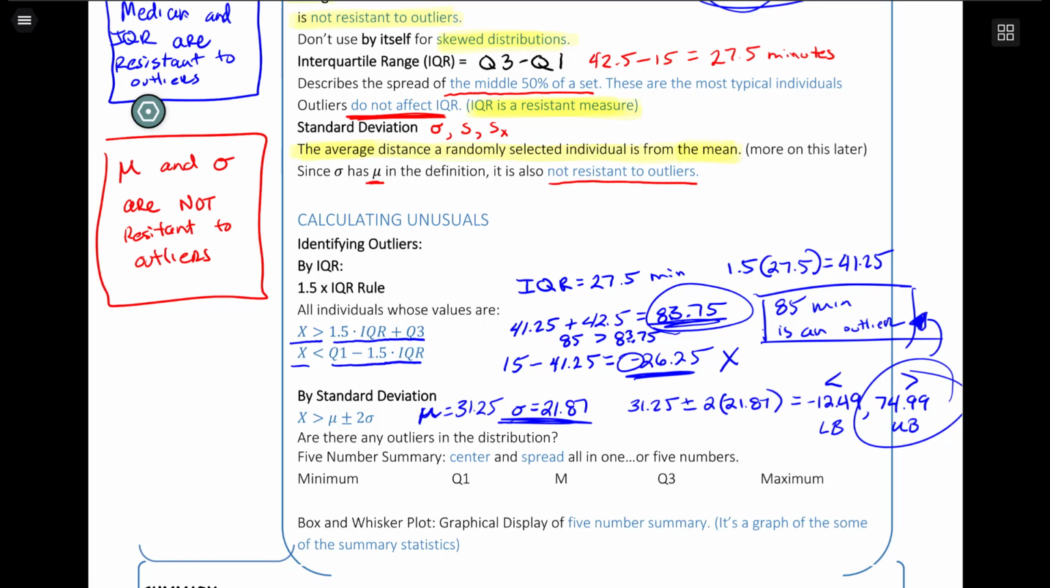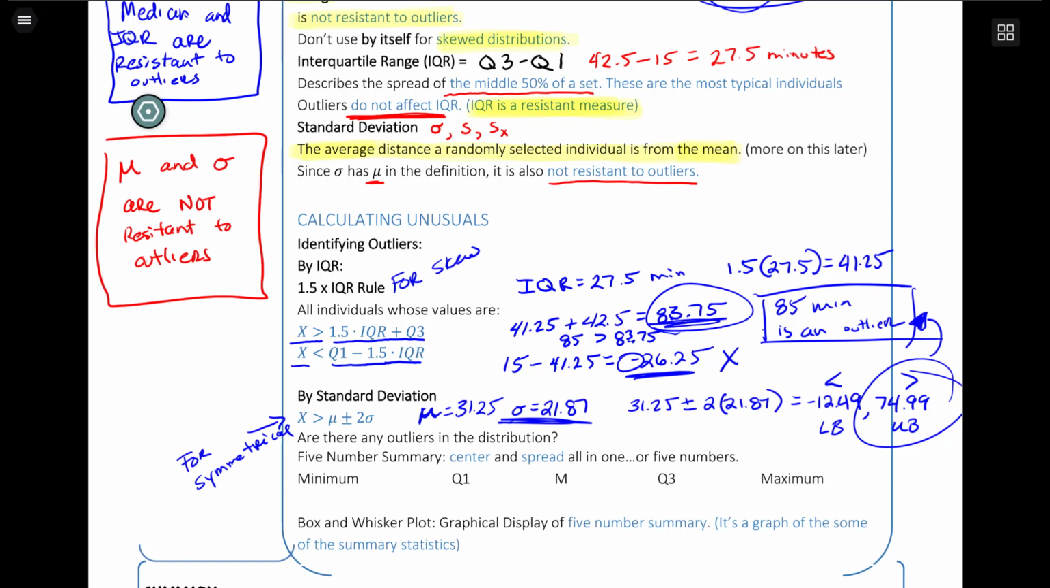You generally don't want to do this kind of calculation, however, if ever you are working with a skewed distribution. You want to stick with the 1.5 IQR rule. So this is going to be for skewed. This is going to be for symmetrical. Now, can you use the 1.5 IQR rule for symmetrical distributions? Absolutely. It's totally fine. Okay?